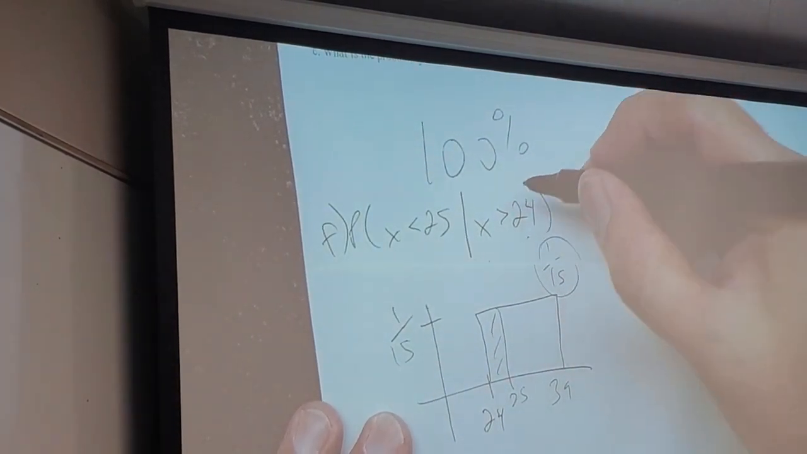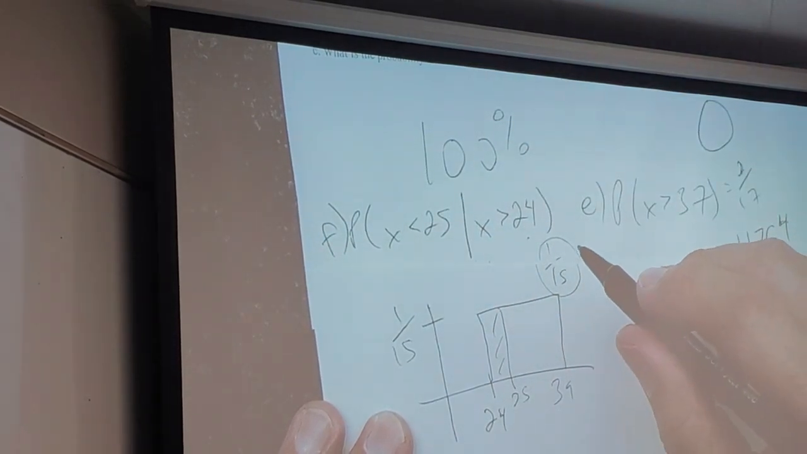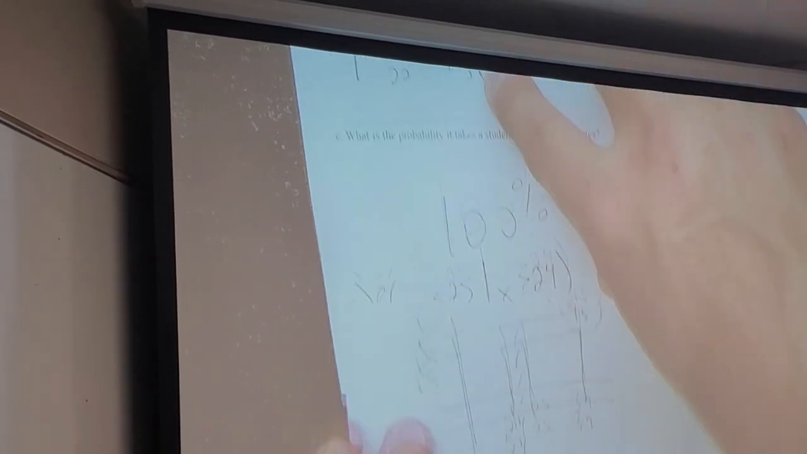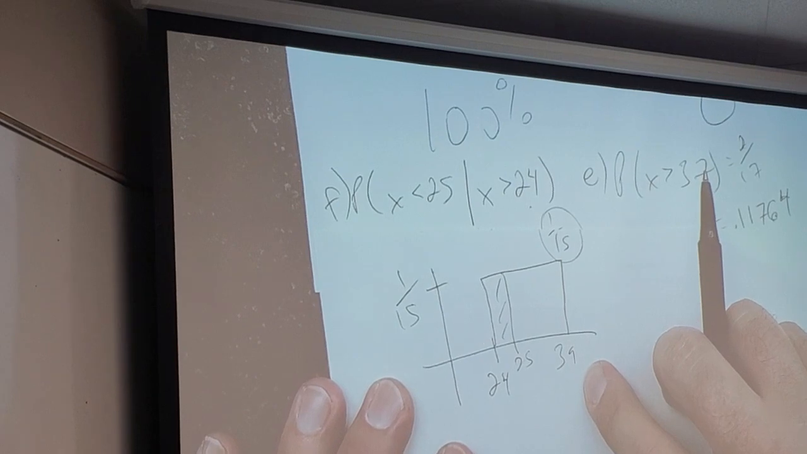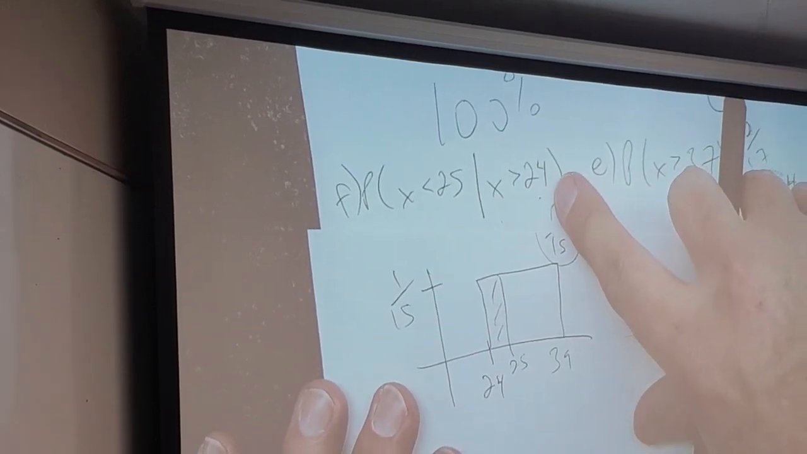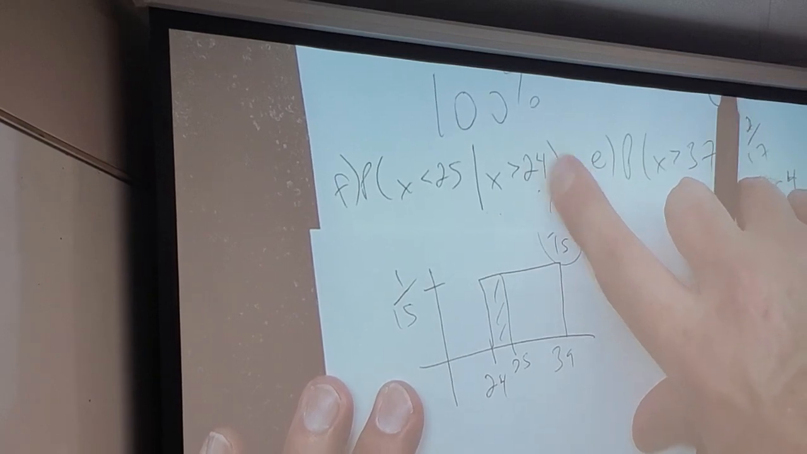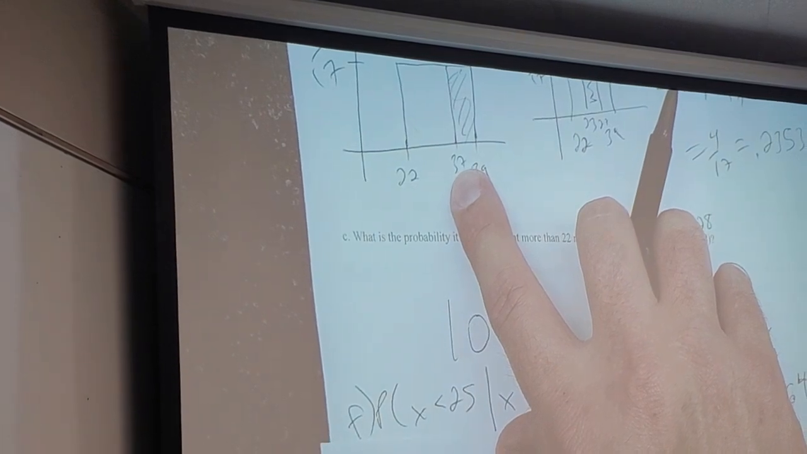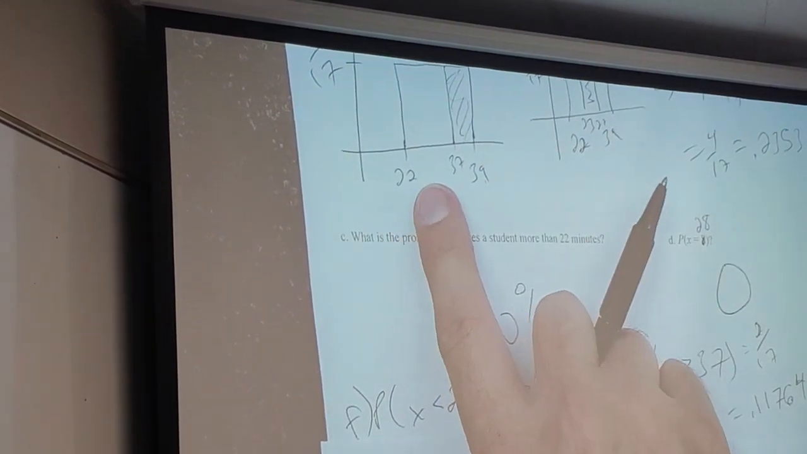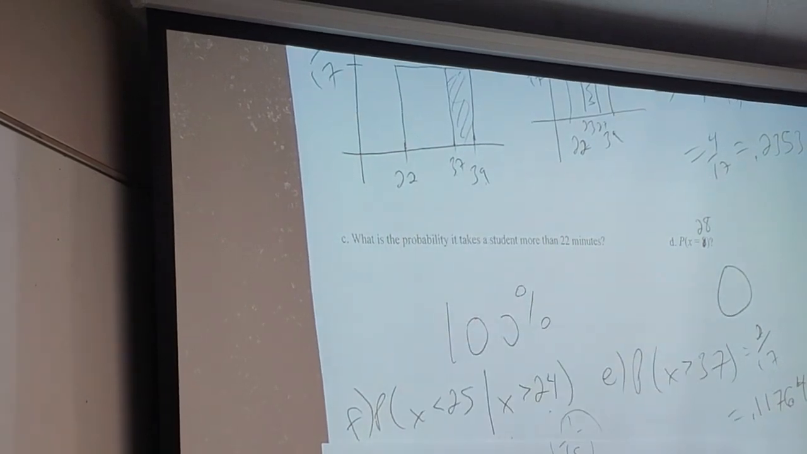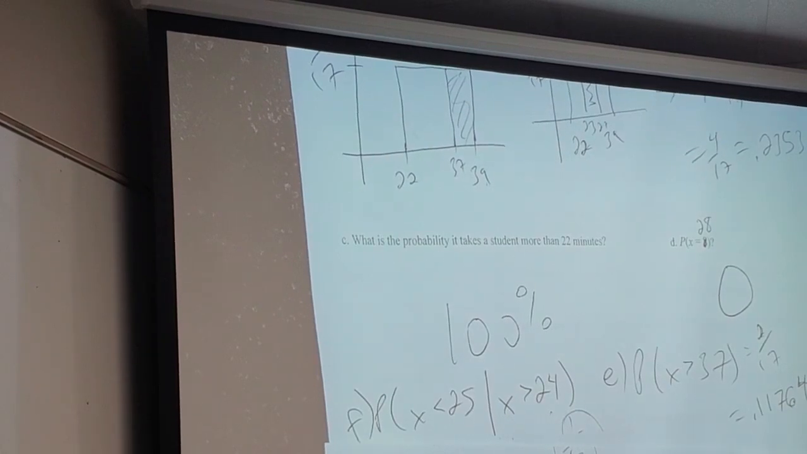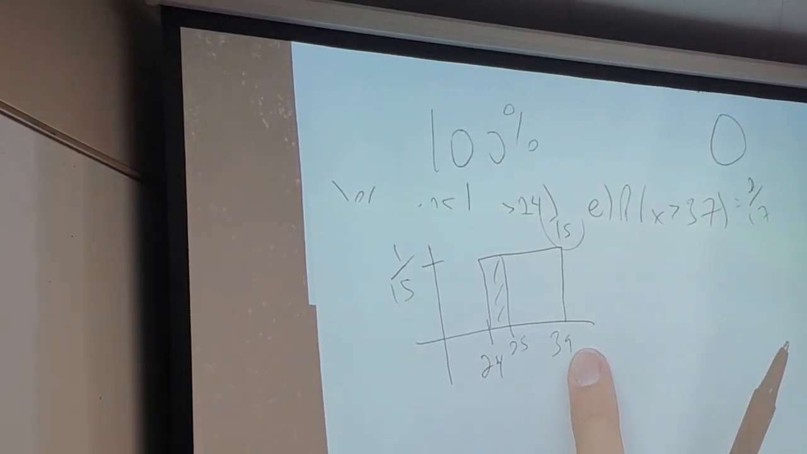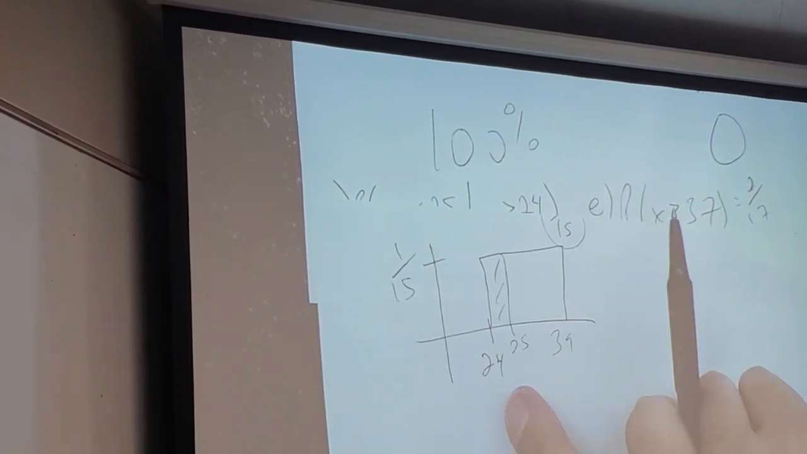Okay. So we're given that it's greater than 24, correct? So it used to be 22 to 39. Now I know it's going to go from 24 to 39. Because it's given to me that it's more than 24, right? So if I know that it's more than 24, which one of these can I throw out? 22, 23, all the way up to right before 24, correct? So that's why now I'm starting at 24. And now the height would change because it only goes 24 to 39.